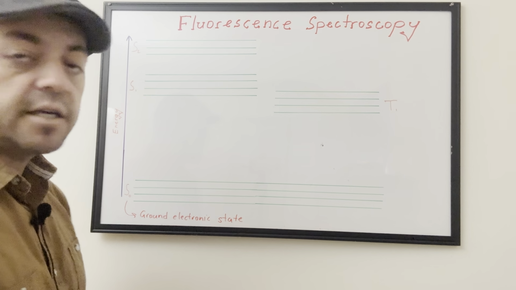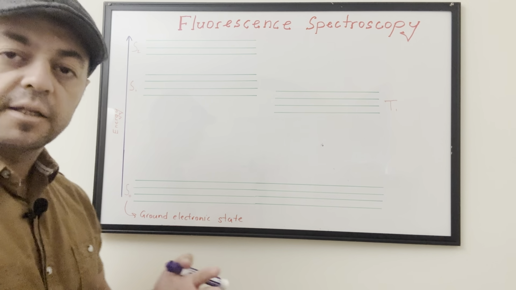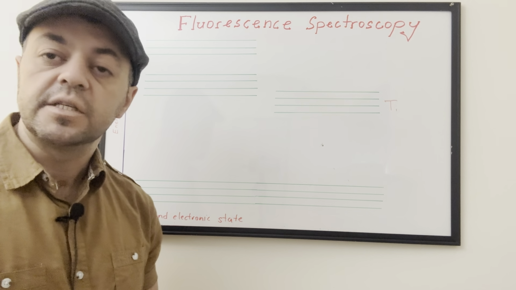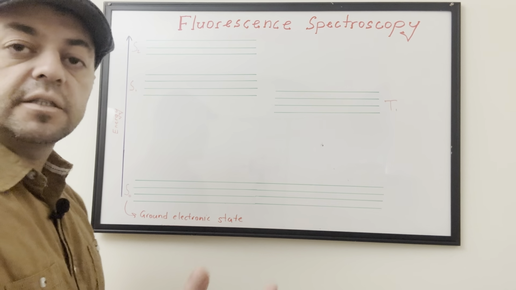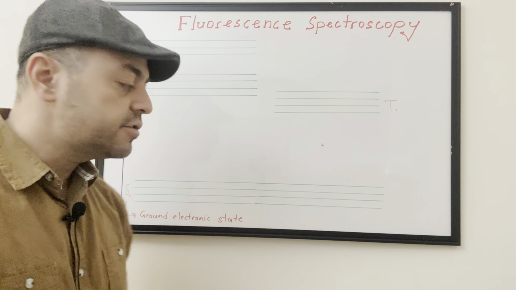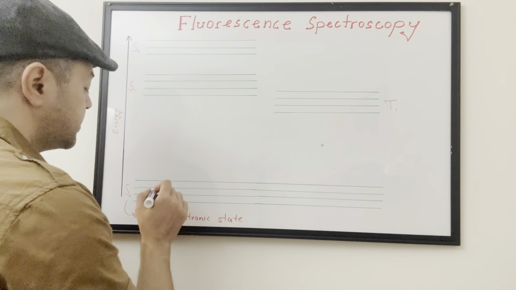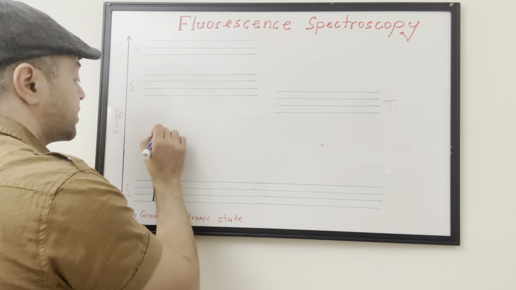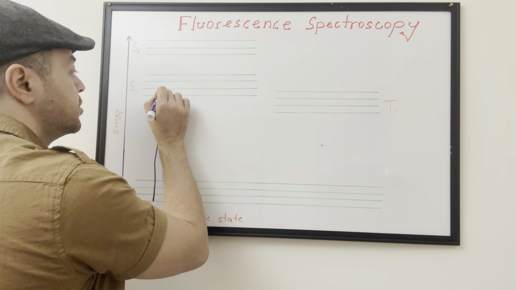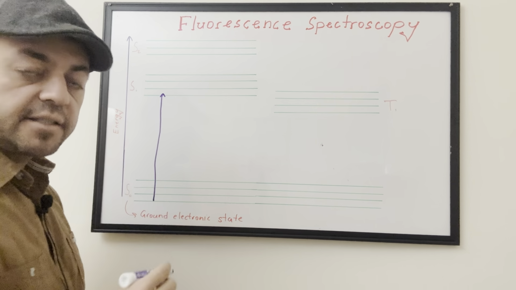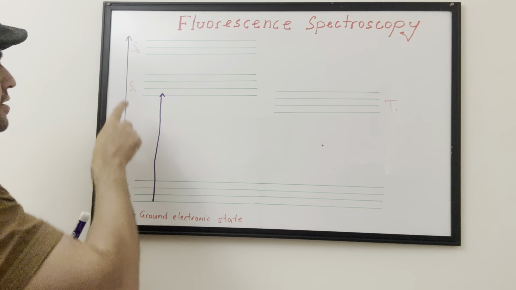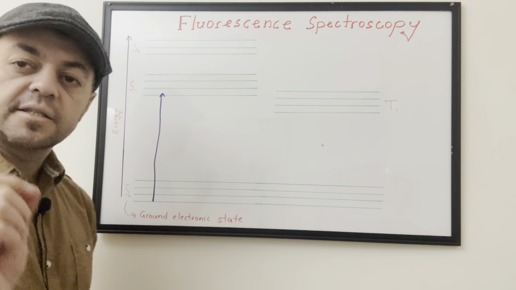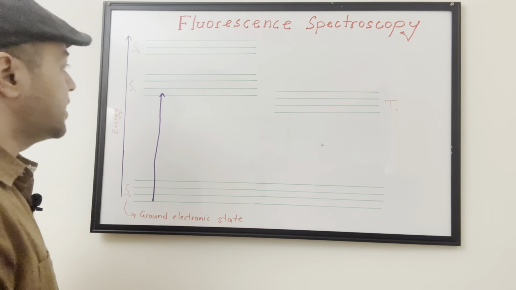So once we apply a light, once we give the energy, the electrons within the molecule start getting excited. They absorb the energy, and when they get excited, they jump from a ground state all the way to the excited states. Here you see this S1 and S2, they are excited singlet electronic states.